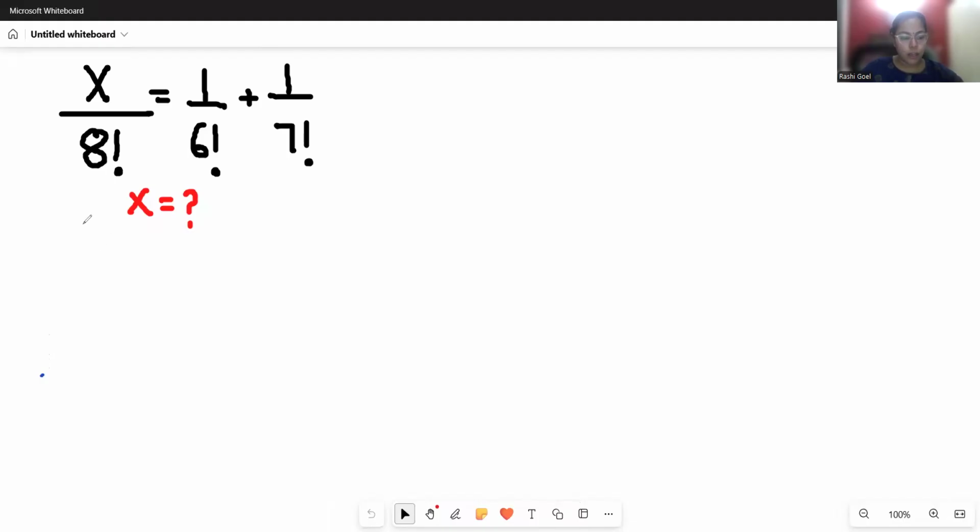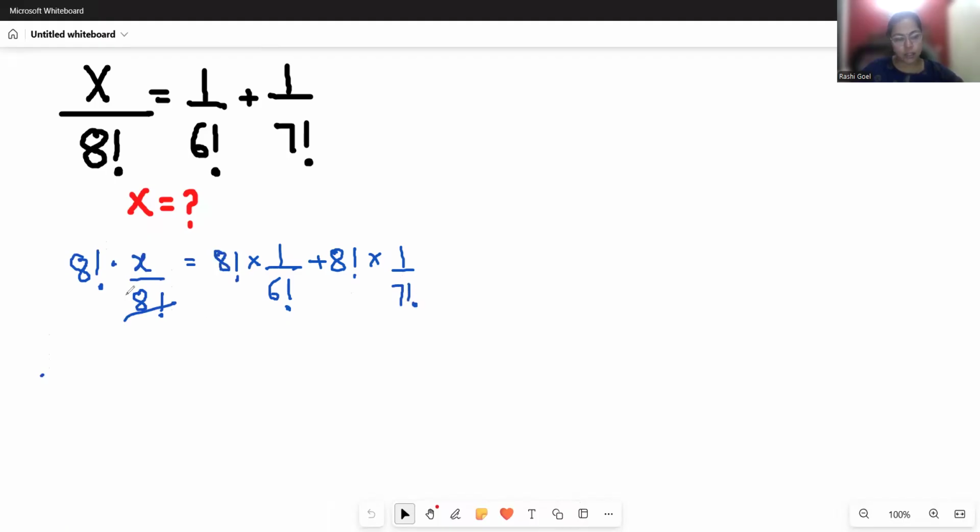So we can write this as, if I multiply both sides with 8 factorial, so 8 factorial times x by 8 factorial equals 8 factorial times 1 by 6 factorial, plus 8 factorial times 1 by 7 factorial. So we can cancel out this. Now x equals 8 factorial by 6 factorial plus 8 factorial by 7 factorial.